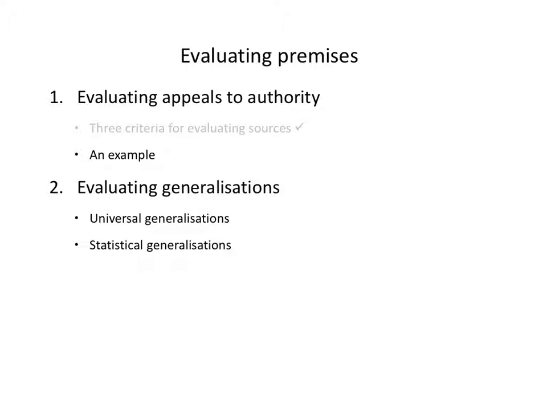Okay, so I've talked about those three criteria for evaluating sources, both experts and witnesses. Is a source in a position to know? Are there any reasons to suspect their reliability? And is there any independent corroboration from other sources? We're going to look now at an example of applying those three criteria to quite an interesting case.